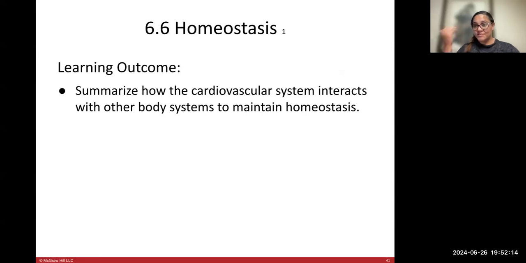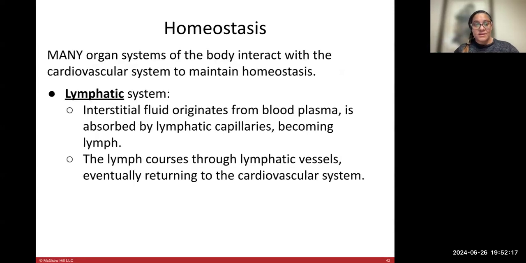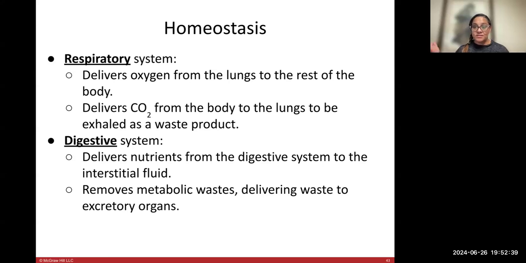And then last but not least, the ever-present homeostasis. Many organ systems of the body interact with the cardiovascular system to maintain homeostasis. With the lymphatic system, interstitial fluid originates from blood plasma. It's absorbed by the lymphatic capillaries, which becomes lymph. The lymph courses through the lymphatic vessels, eventually returning to the cardiovascular system. It works with the respiratory system for gas exchange, oxygen for carbon dioxide. It works with the digestive system, delivering nutrients from the digestive system to the interstitial fluid. It also removes metabolic wastes and delivers waste to our excretory organs, mainly our kidneys.